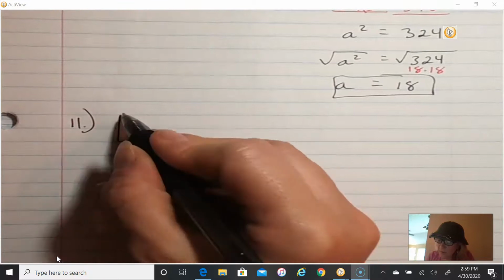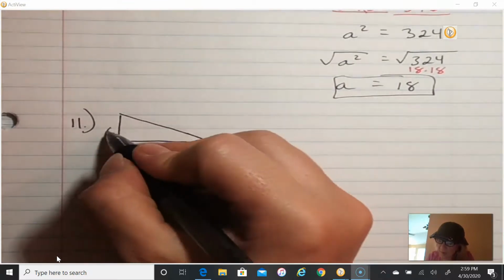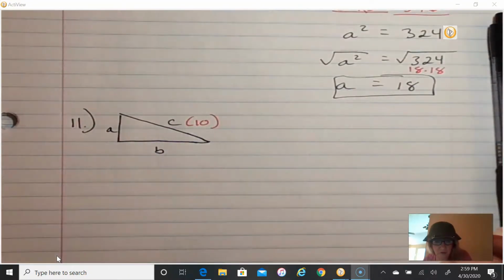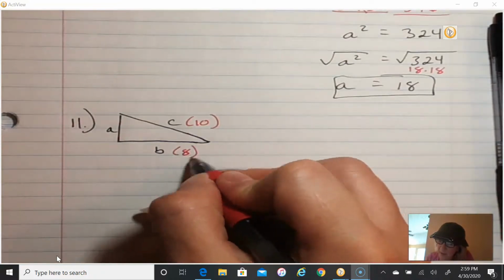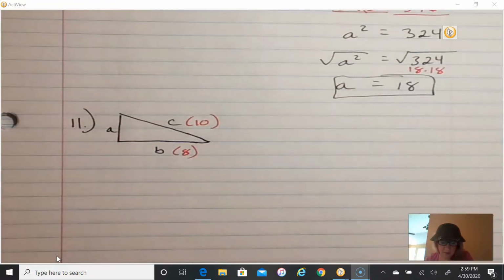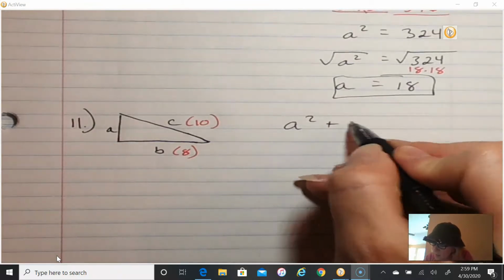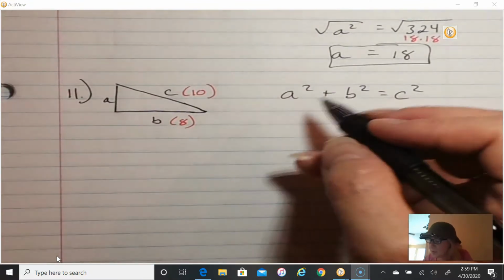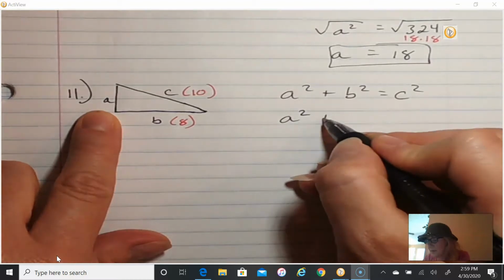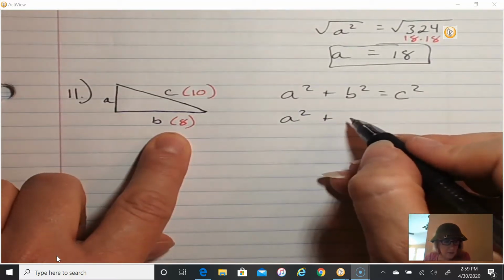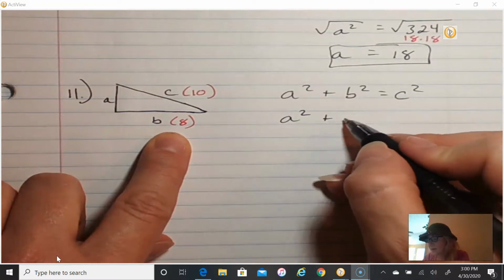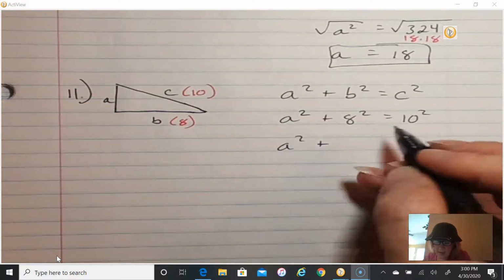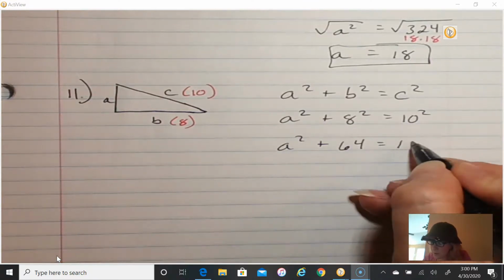It's another one where they give you the hypotenuse and one of the legs. They said the hypotenuse is going to be 10. Well, that's the larger number, so clearly that's the hypotenuse. And another leg is 8. I'm just going to put that as B. You can put it as A if you want. A squared plus B squared equals C squared. See, y'all know the formula now, right? And we just plug in the information. We don't have anything for A. B is 8 squared. C is 10 squared. 8 squared is 64. 10 squared is 100.